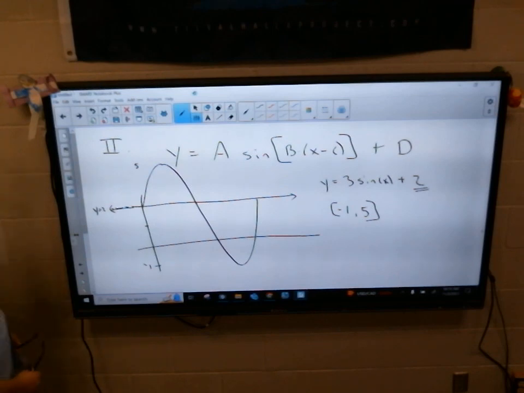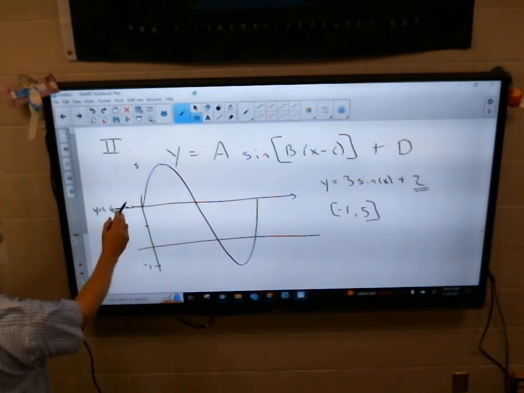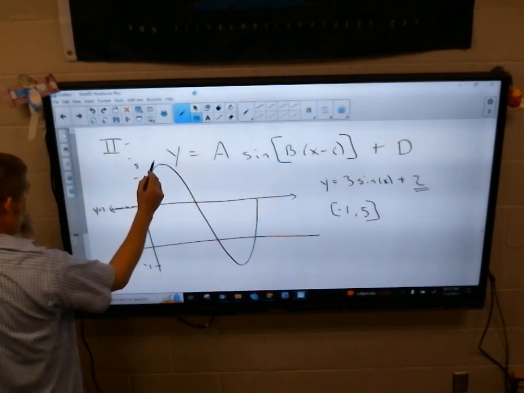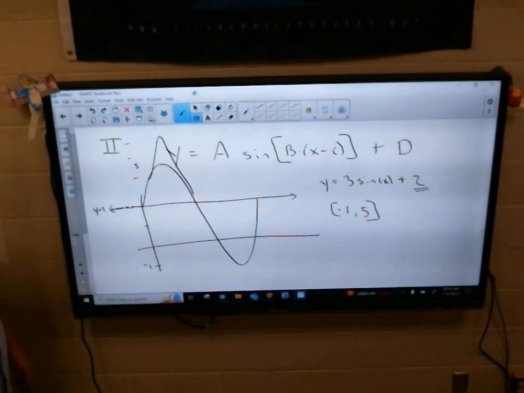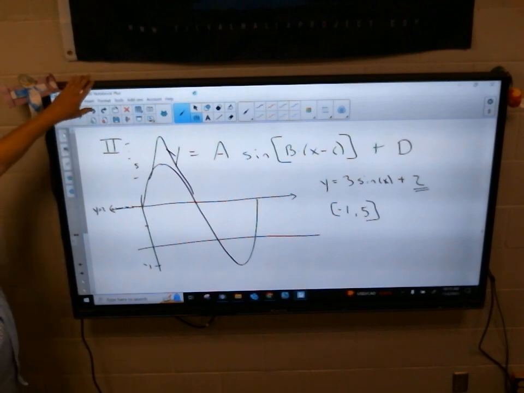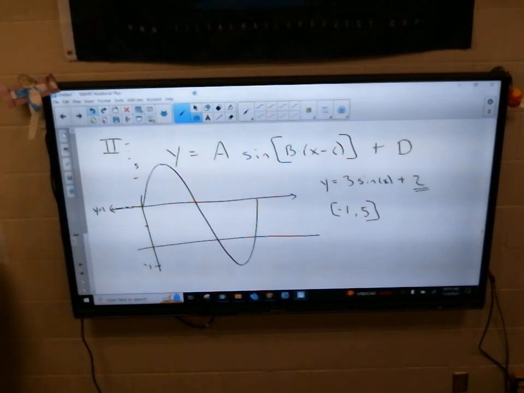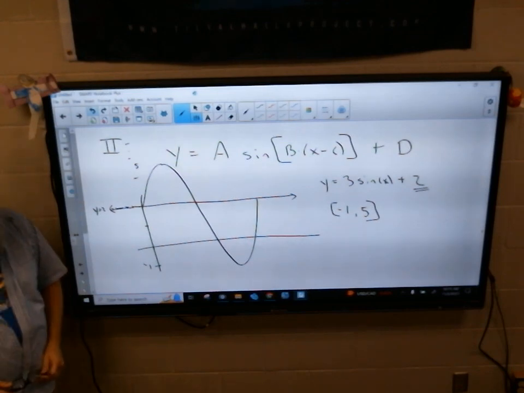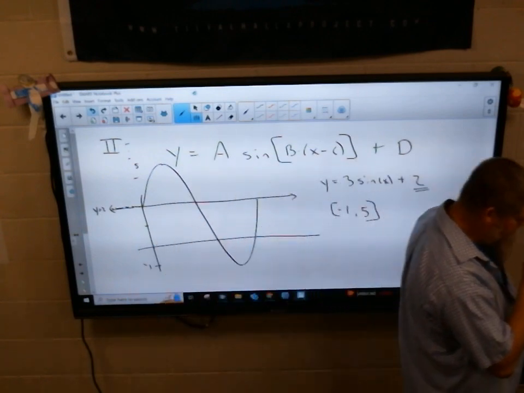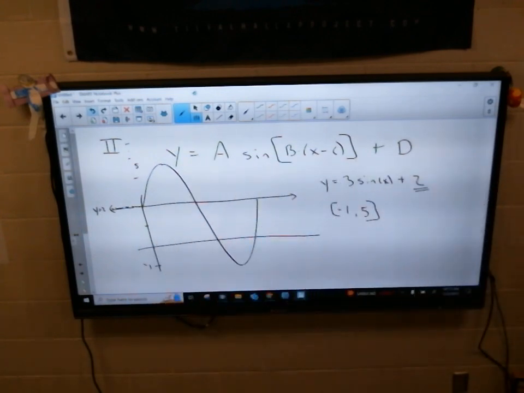Boy, that's really bad, isn't it? Because that's down 3 and that's like up 1. Should be up to here. Ooh, that's bad. I'm actually going to back up a little bit. All right, so we need to talk about the period, because that's generally the most confusing part.